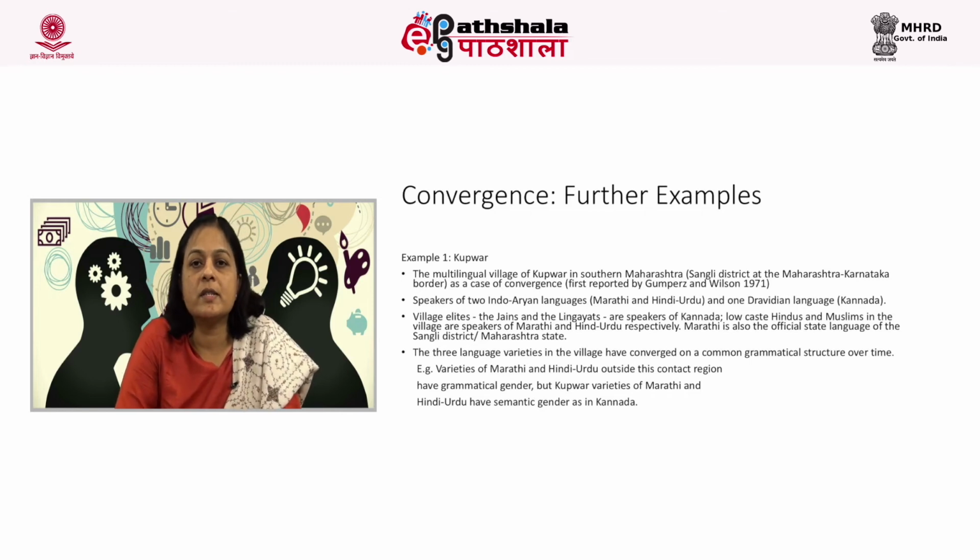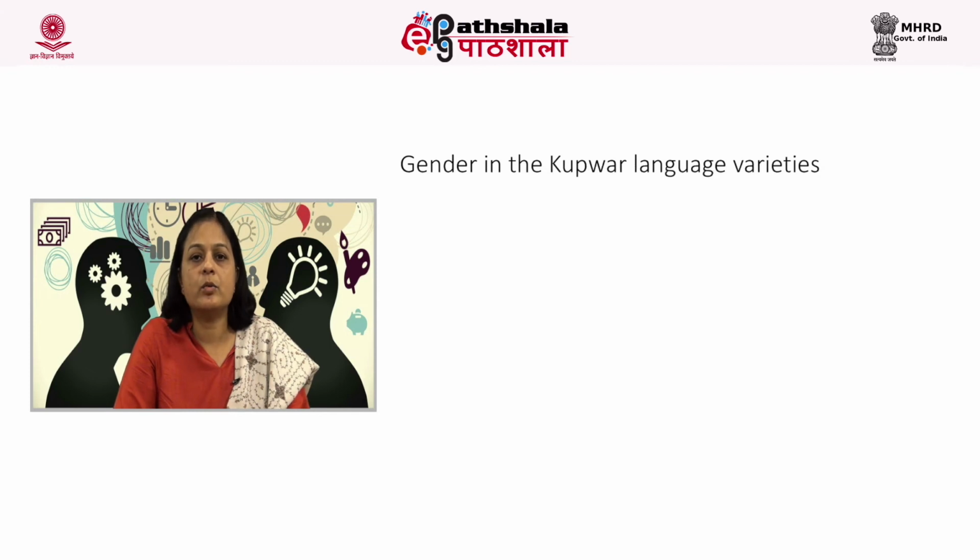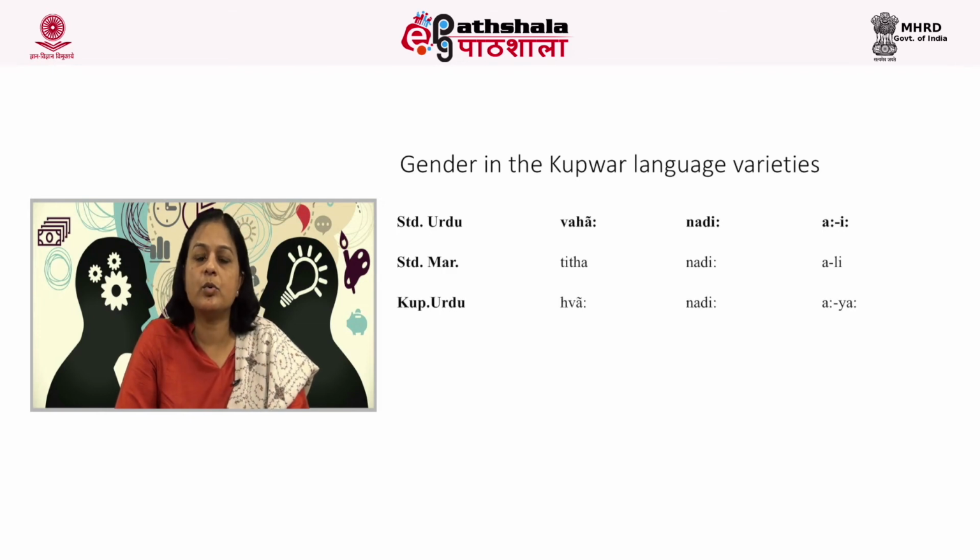Gumperz and Wilson noted that the long-term close contact and bilingualism had led to the development of a converged grammatical structure for all the three languages, while they remained distinct at the morphophonemic or the lexical level. Either Kannada or Marathi had provided the model for the convergence. For example, varieties of Marathi and Hindi-Urdu outside this contact region have grammatical gender, but Kupwad varieties of Marathi and Hindi-Urdu have semantic gender as in Kannada.